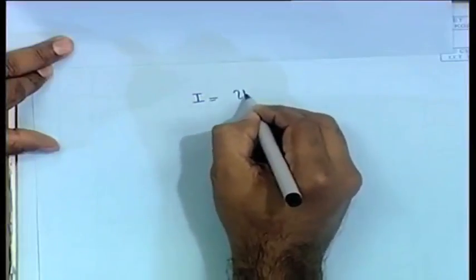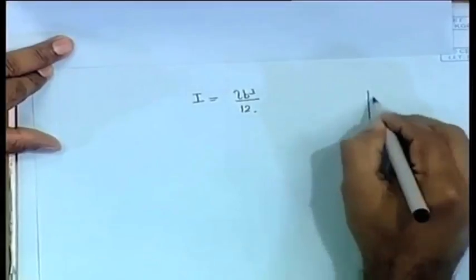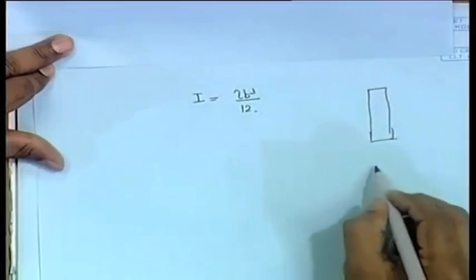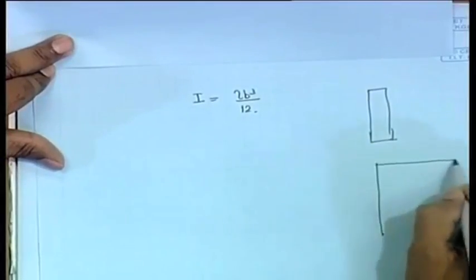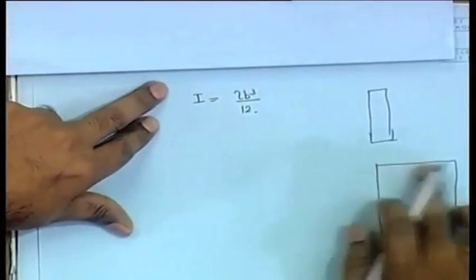So what we can do is, now what is I? I in some ways can be written as LB cube by 12. Now suppose we are looking from the top. Let us suppose that this is a ship, and let us say that the tank is like this. Let me draw a big tank. You have a ship, and on that ship you have a large tank.